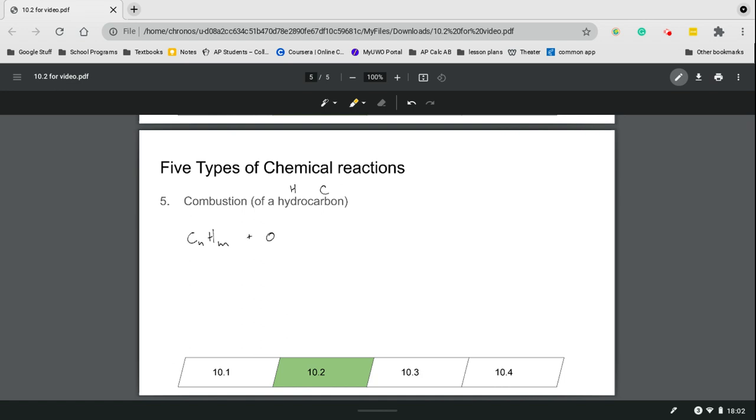Plus oxygen, O2, is going to become carbon dioxide and water vapor. And this is how it's always going to be. And just based off of the N and the M, you're going to change all the coefficients properly.